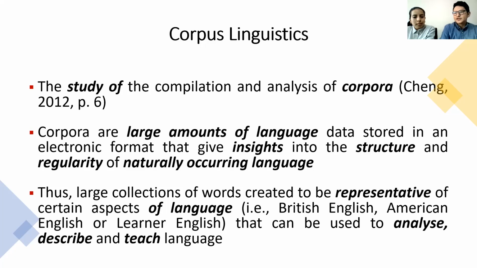Regularity is key because it shows us the frequency, how frequently some words occur in naturally occurring language. So these are large collections of words created to be representative of certain aspects of language. Let's say, for example, British English, American English, English as a lingua franca, and so on and so forth. So there is variation between those examples of corpora, right? True, and that variation, or that data, can be used to analyze, describe, and teach the language. So therefore, it becomes very useful and applicable in our classes.